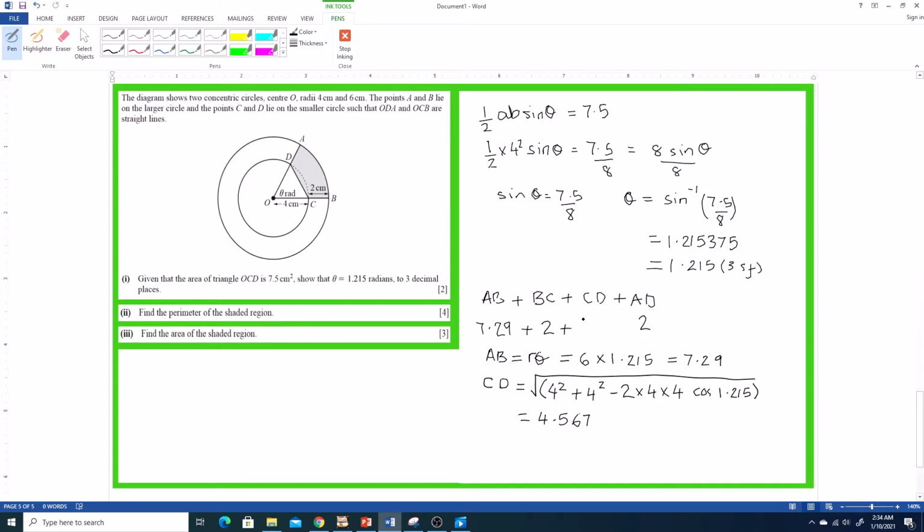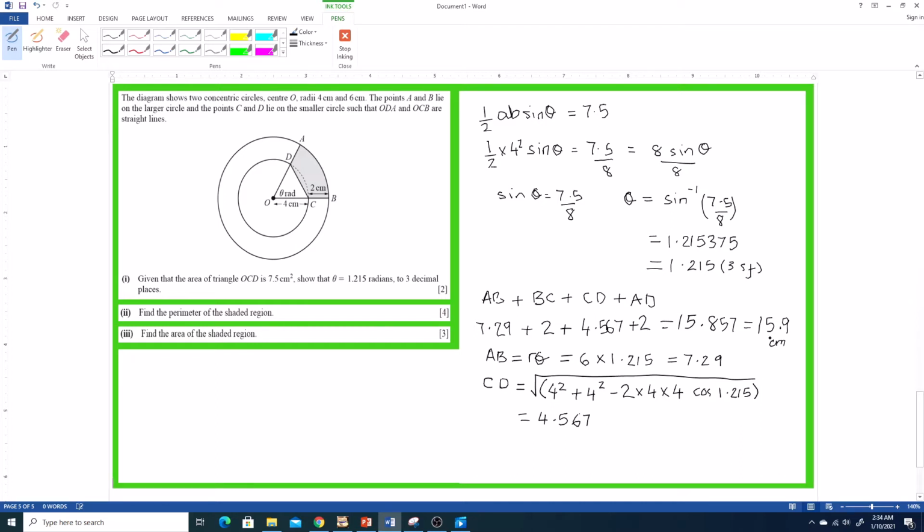So put that here, 4.567. Add all that together and you get 15.857, which gives us 15.9 centimeters.